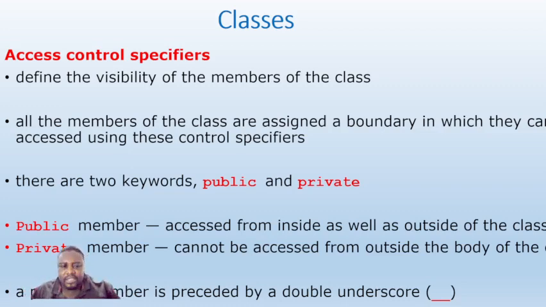You can use it outside of the class if it's a variable, but normally in programming, you must use your functions as public members. Private members are functions that cannot be accessed outside of the class. So it cannot be accessed from outside the body of the class. A private member is preceded by a double underscore in Python.